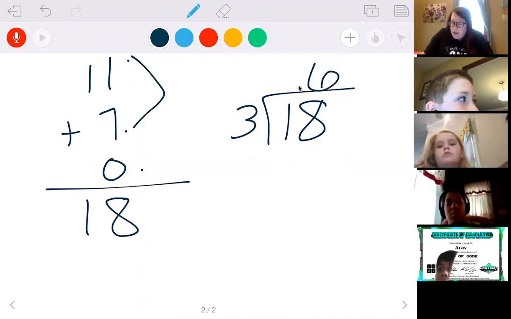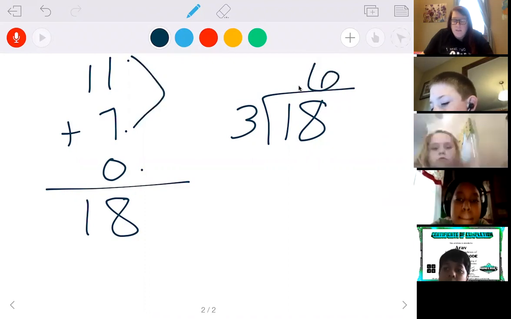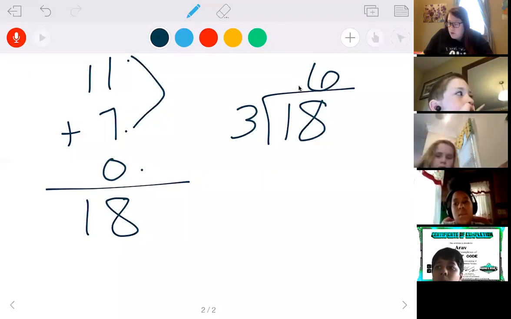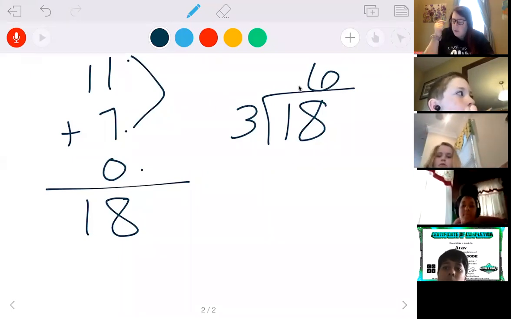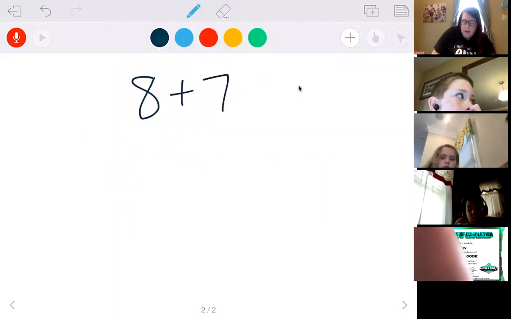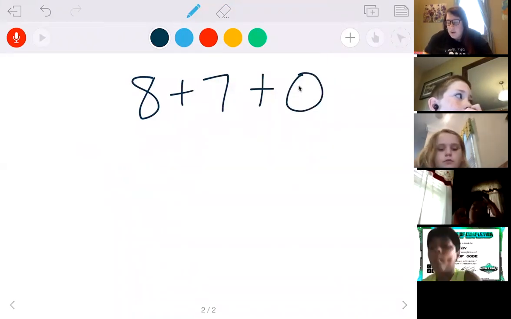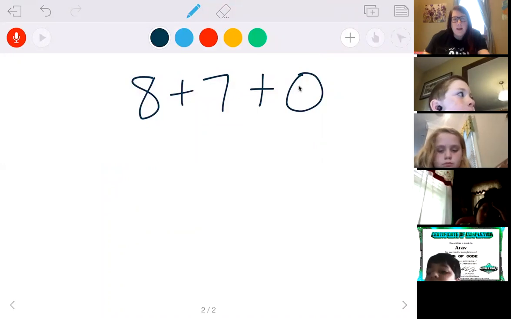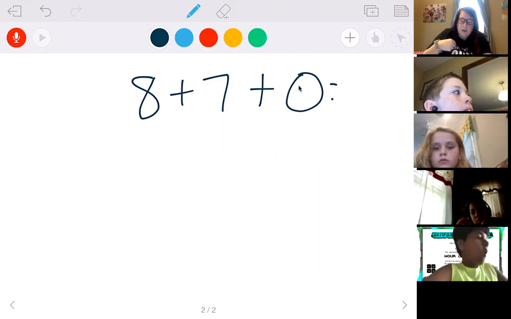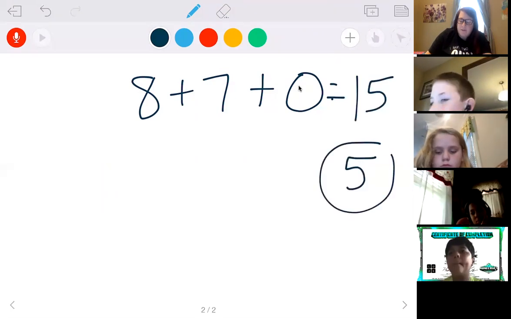Let me go back to the other sheet. I think that was really the only one that a lot of people got wrong on the average word problem sheet. On the other one, I'm going to do a couple with you, like this one. 8 plus 7 plus 0. Okay, so same thing on this one. If you have 3 numbers, you need to divide by 3, even if the 0 doesn't really add anything to it. So 8 plus 7 is 15, divided by 3 is 5.